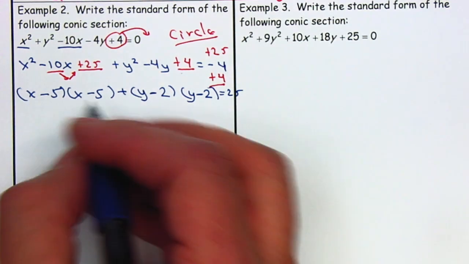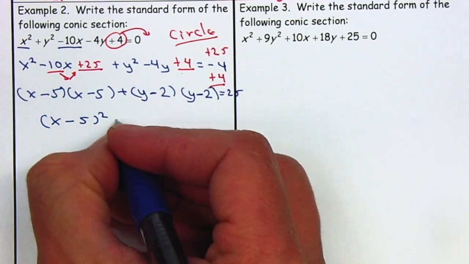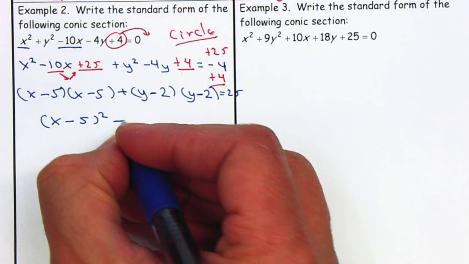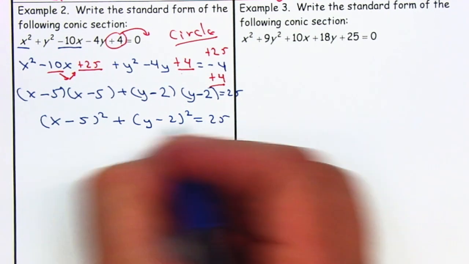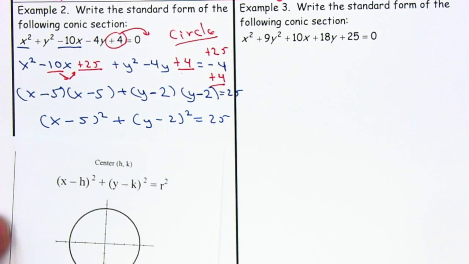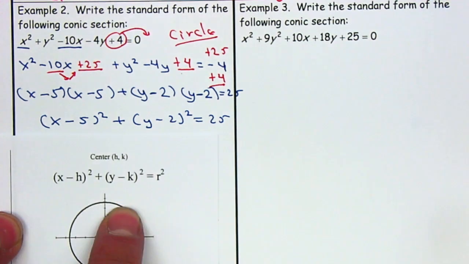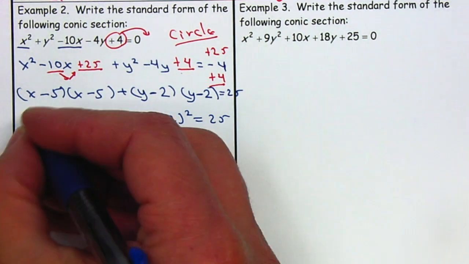Because we have two of them exactly the same and they're multiplying, we can just rewrite it as x minus 5 squared. There are two of them, so we can rewrite it as y minus 2 squared. And that will be equal to 25. Remember, this is the equation of a circle, so this is what you're going to end up with. This will be your final answer.